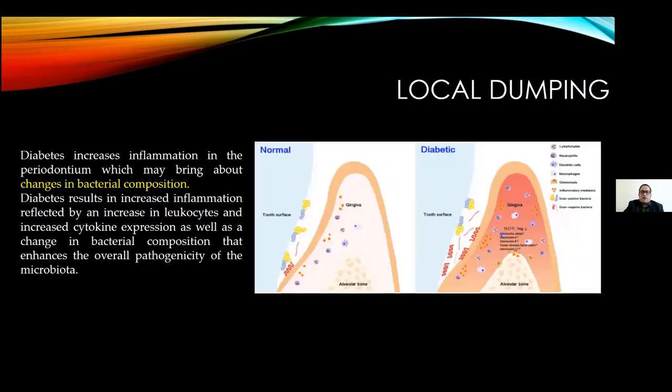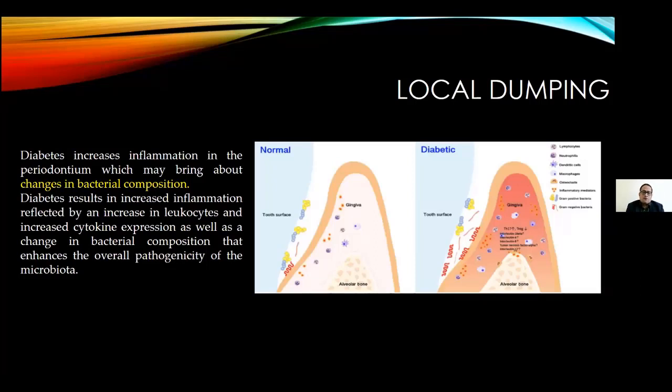Another term which I am bringing to you is local dumping. This is not in the literature. I have just introduced this particular term for this presentation so that we have an idea as to how diabetes as such will be having an influence on the periodontal condition. Now, diabetes increases inflammation in the periodontium, which may bring about changes in bacterial composition. Now, I've highlighted changes in bacterial composition for a particular reason.